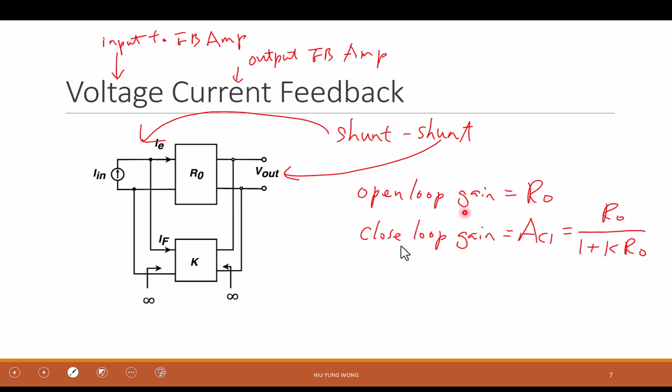So the open loop gain is R0, just a name. But R0 is better because this is a transimpedance amplifier. Then the closed loop gain is R0 divided by 1 plus K R0. Is it okay?